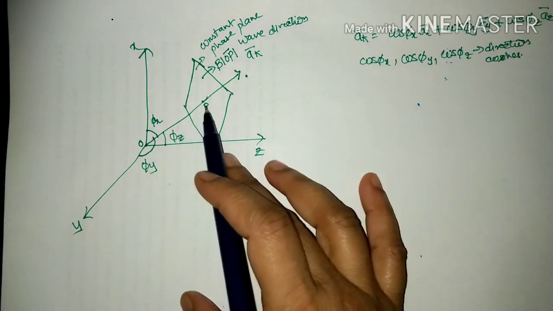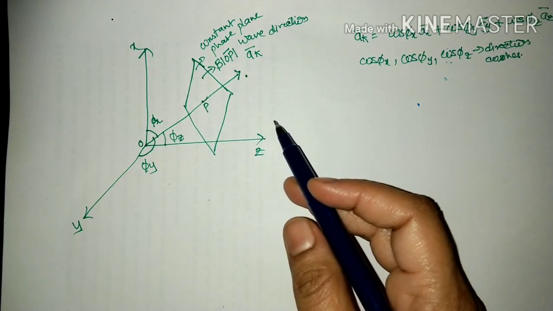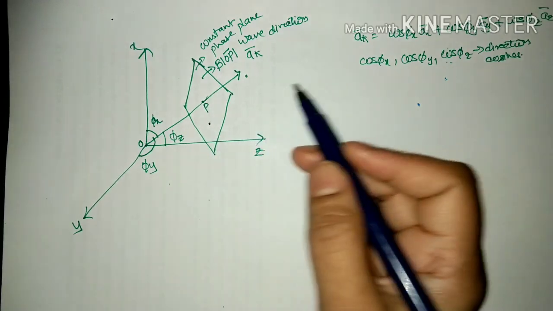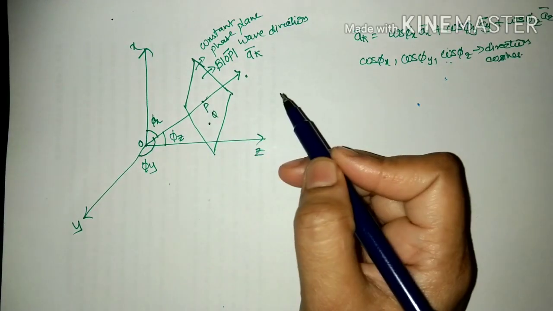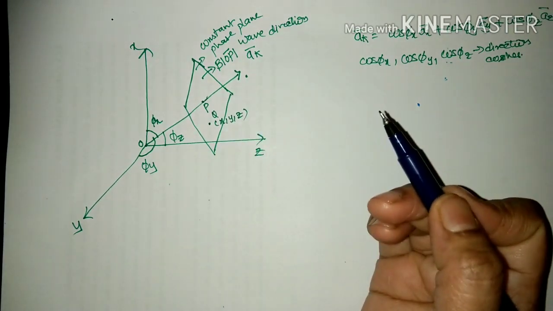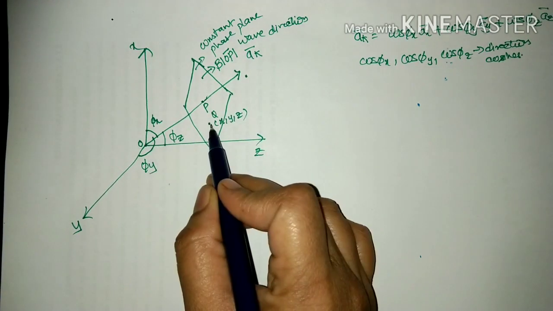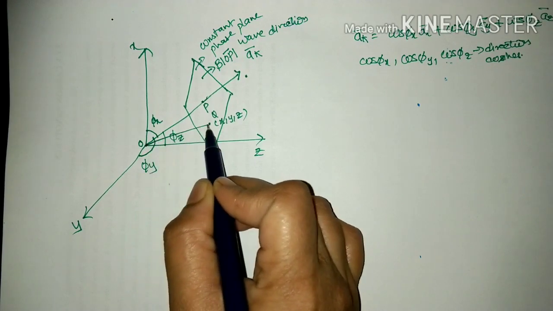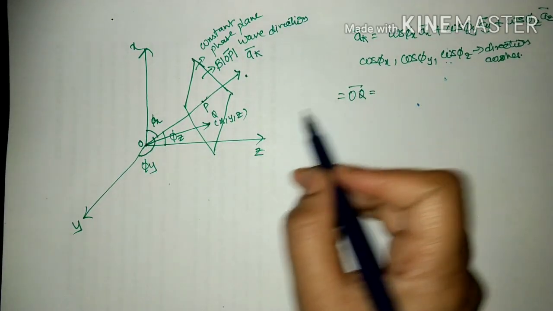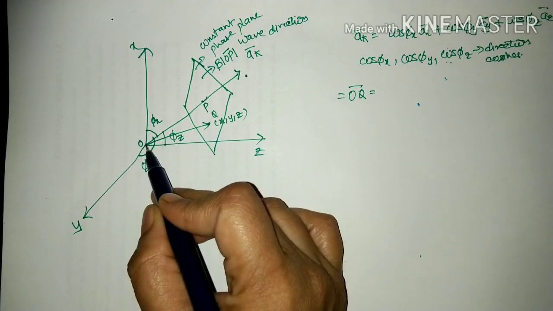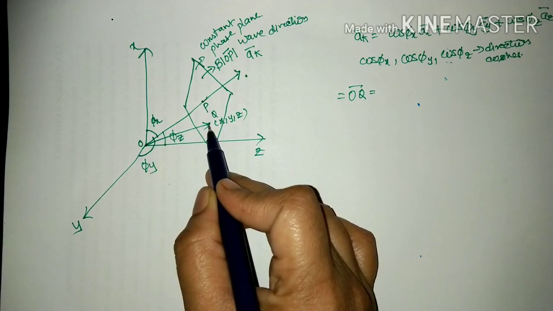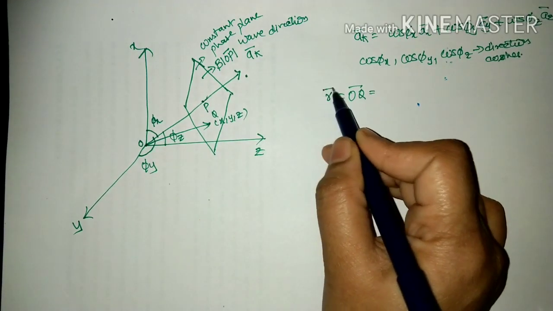Now we should know what is mod OP bar. To do that, let us consider some arbitrary point Q whose coordinates are given by x, y, z. Then the positional vector of the point Q is given by OQ bar. So OQ bar is the positional vector or the radial vector, because you are finding the vector directed from origin towards this point. Let it be represented by R bar.